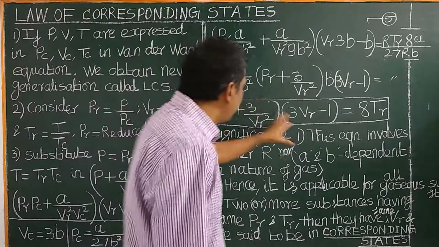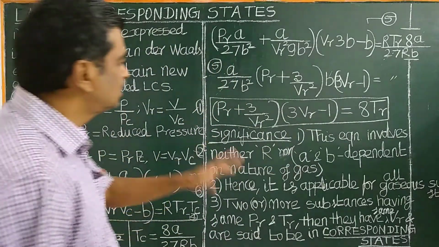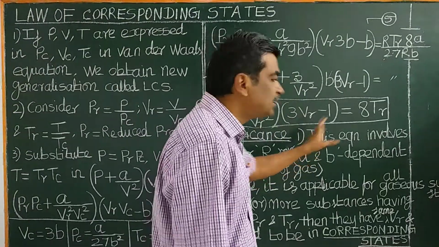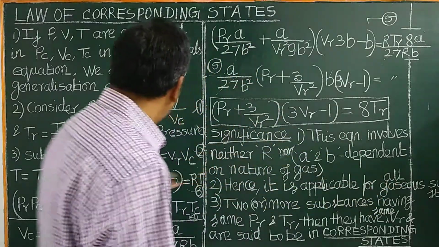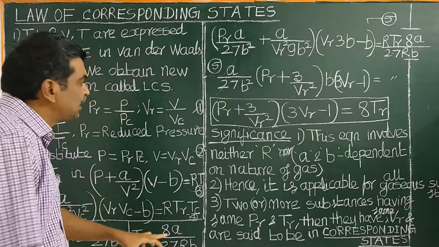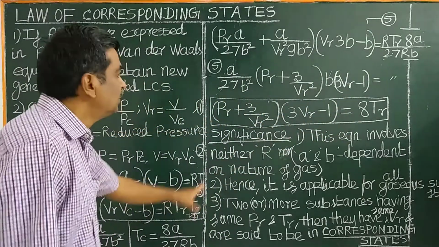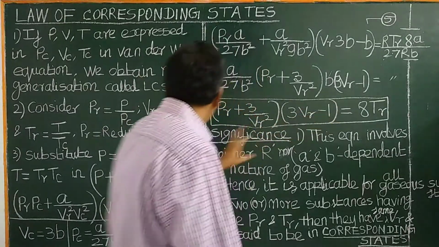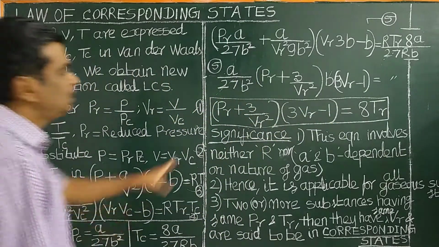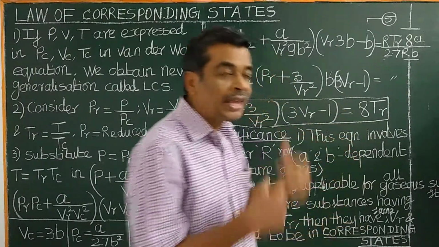What are the significances of this equation? Okay, there are 3 significances. Let us see one by one. See, you compare this equation with the van der Waals gas equation. This equation does not involve R. This equation does not contain a and b. So this equation involves neither R nor a and b.